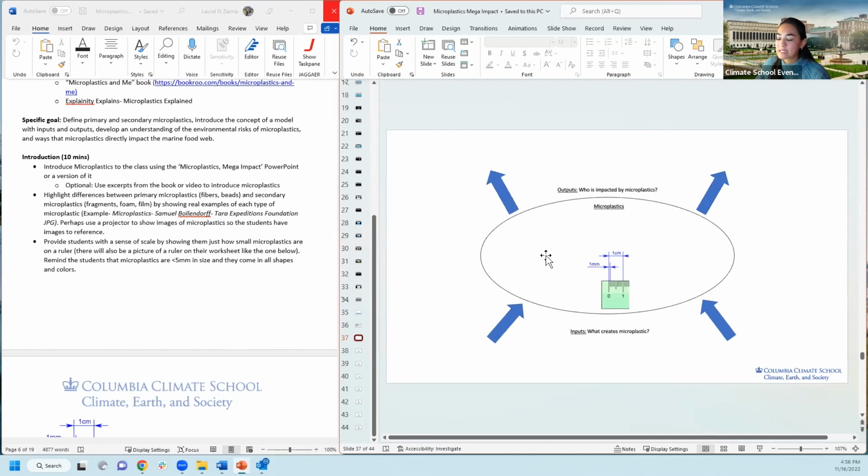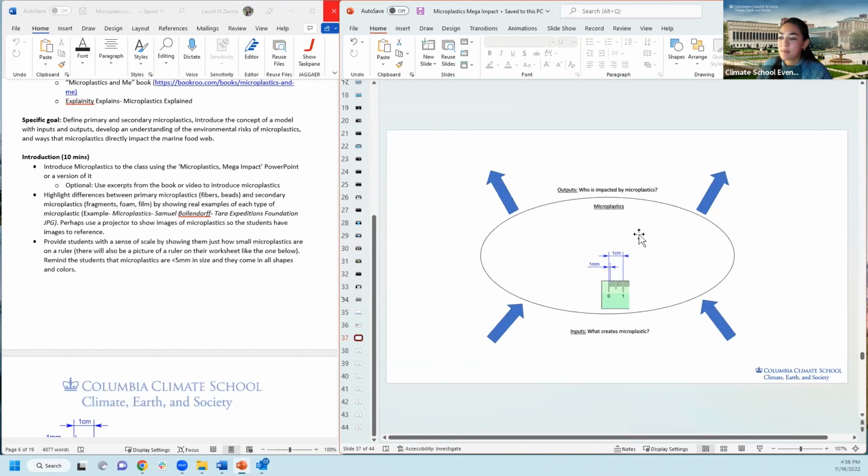They could be drawing microbeads, microfibers, foam, film, and then thinking about these different microplastics, which are all different shapes, sizes, and colors, what are the inputs for each of them? So thinking about this as an input, the product, and then the output type of model. If they're talking about fibers, it would be textiles, plastic bags for polyethylene, et cetera. Then thinking about the output.